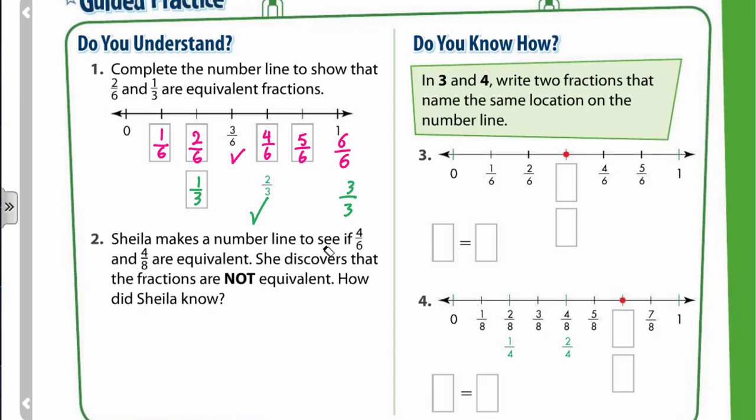3/3. So let's erase this so we can see it well. So as you can see, my heroes, now we have 2 sixths and 1/3, they are the same. That's what the question wants us to do. Okay? Any problems? Any questions?